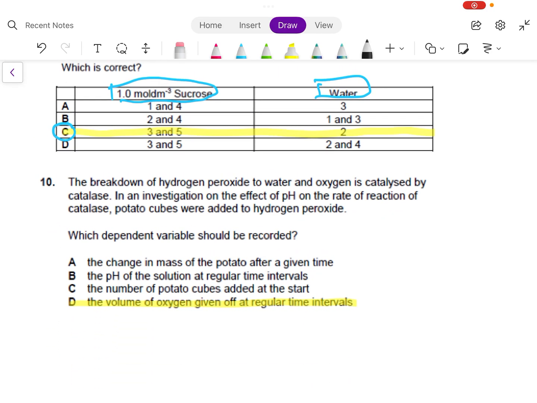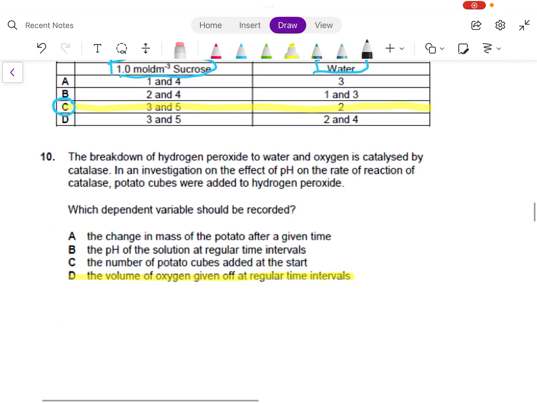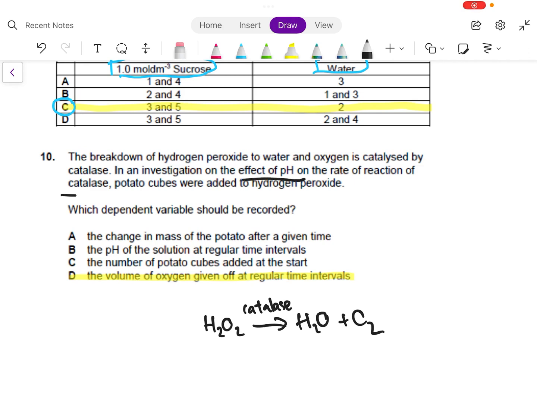Last but not least, let's go to question 10. They say the breakdown of hydrogen peroxide to water. Okay, so I'm going to write down the equation. H2O2 breakdown to water and oxygen is catalyzed by the enzyme catalase. Then they want to investigate the effect of pH on the rate of reaction of catalase. And then they say they place potato cubes in hydrogen peroxide.